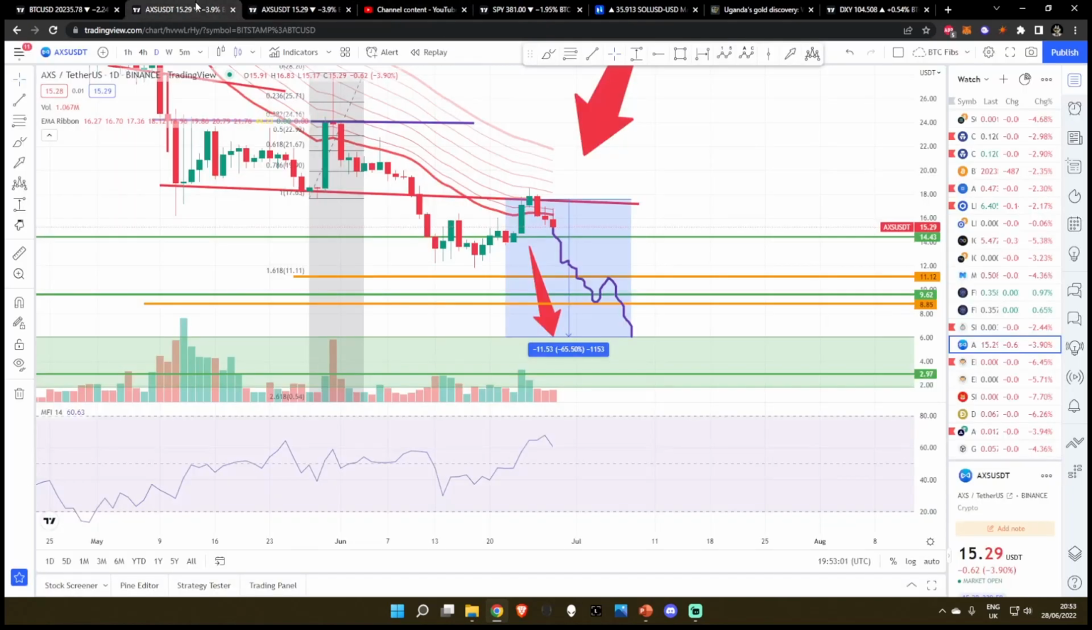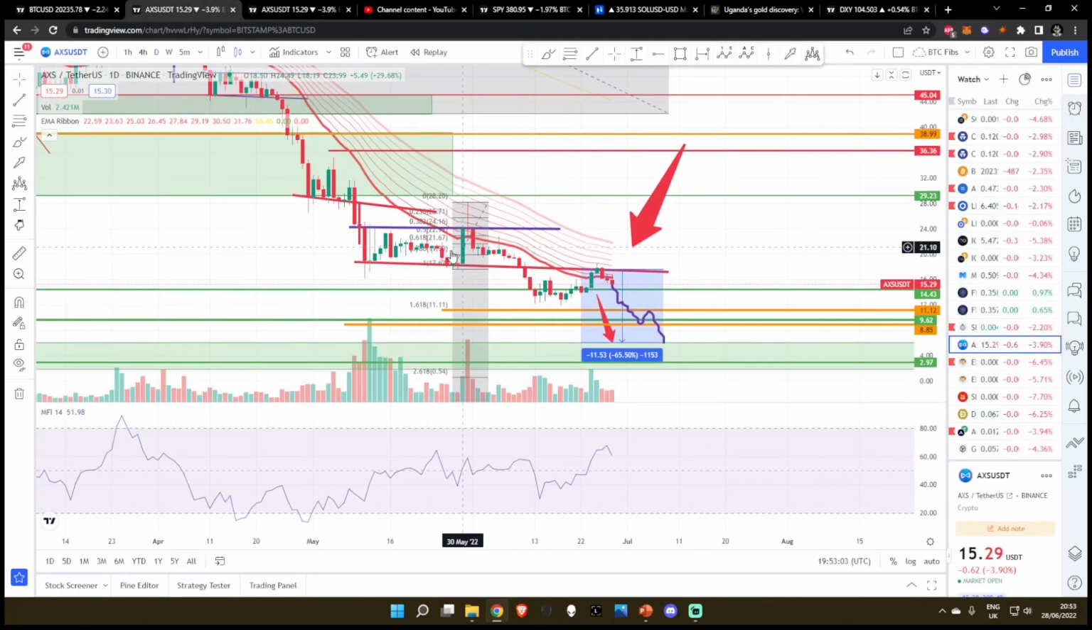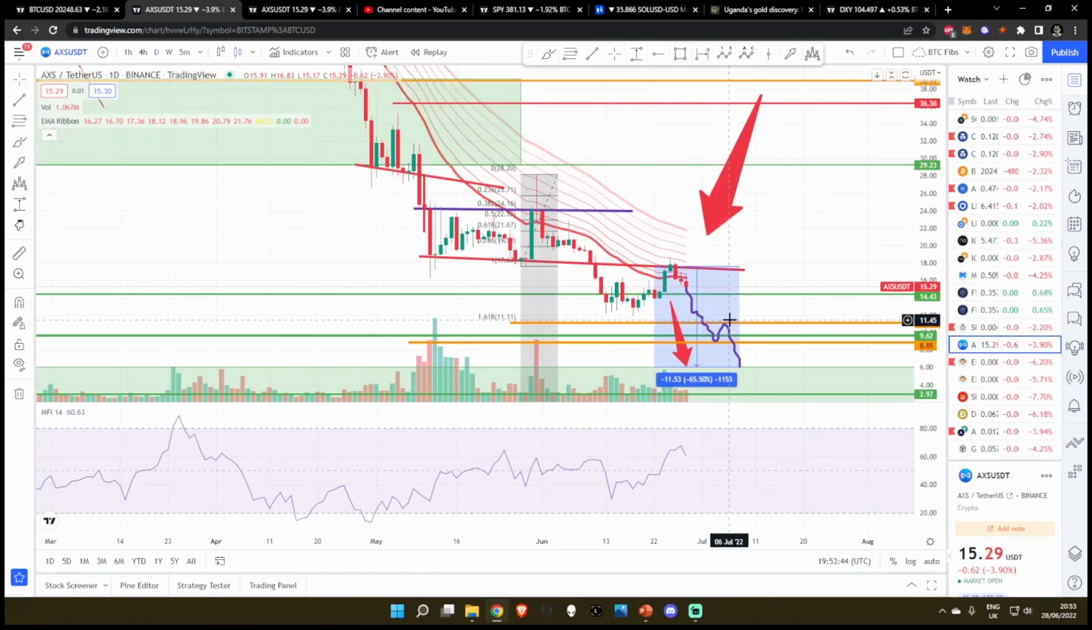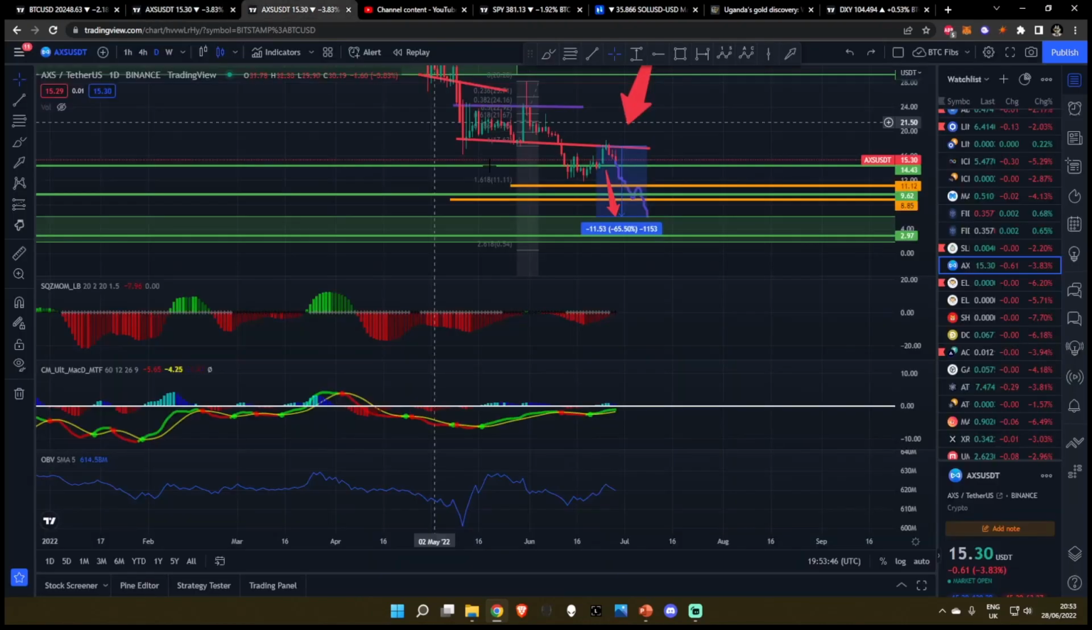Well, if we look at the market structure, you can see we've more or less just been trending sideways, within a pretty decent range, between $24 up here and $12 down here. Bear in mind the market cap is pretty low, so this is very volatile. As you can see, if we zoom out a bit further, you can really see how volatile this asset class is. But with that being said, squeeze bomb is very neutral right now.